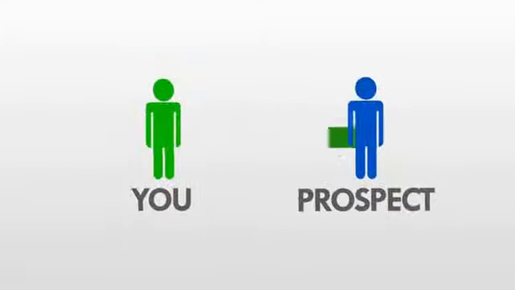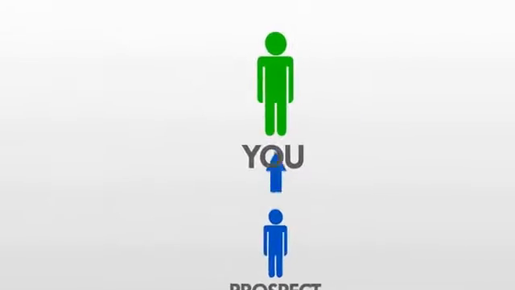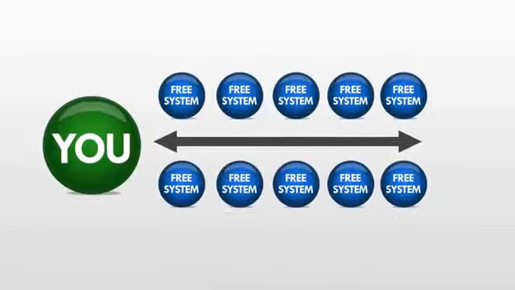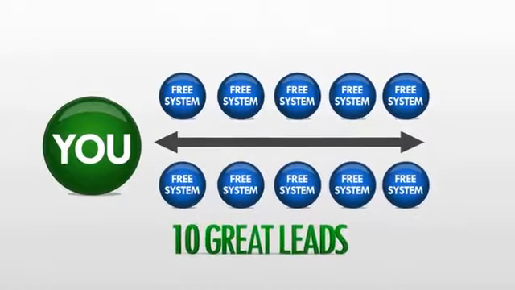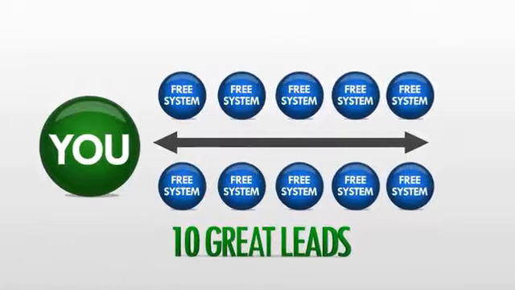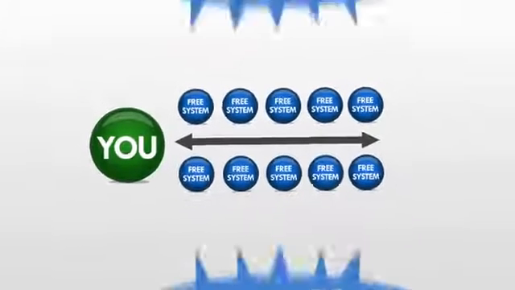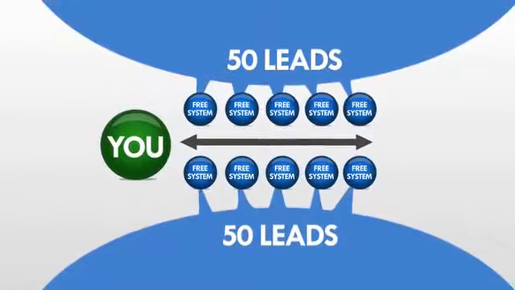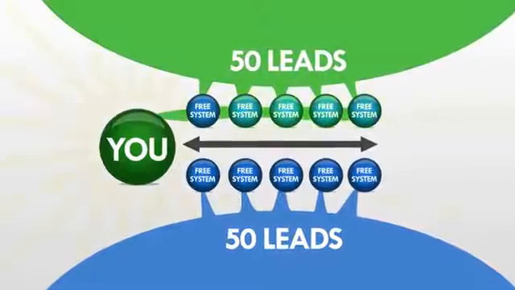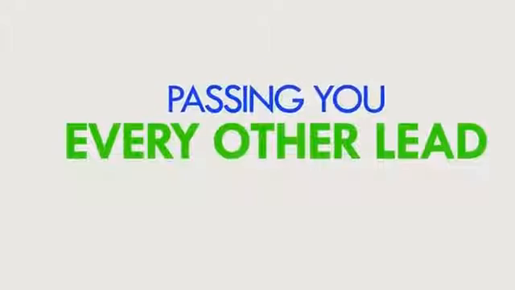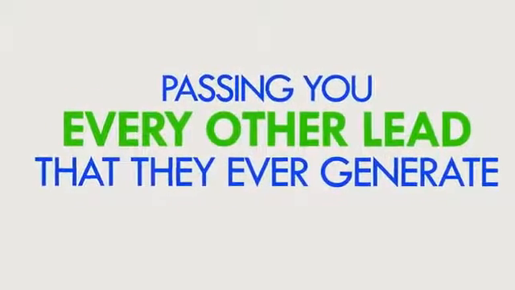When anyone that you give the free system to starts generating leads, every other lead is going to roll up to you. For example, suppose you give away 10 free systems. You're going to have 10 great leads. You would now be receiving every other lead that these 10 people ever generate. When these 10 people generate 10 leads each, that's 100 leads. But with every other lead rolling up, that's 50 free leads deposited directly into your contact manager. You would now have 50 new people passing you every other lead that they ever generate. And it just keeps growing from there.